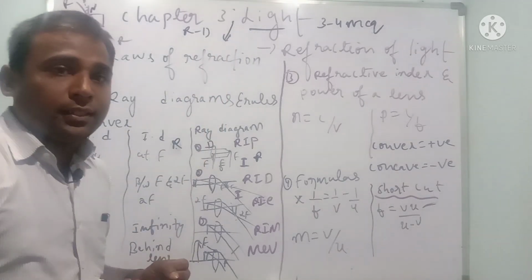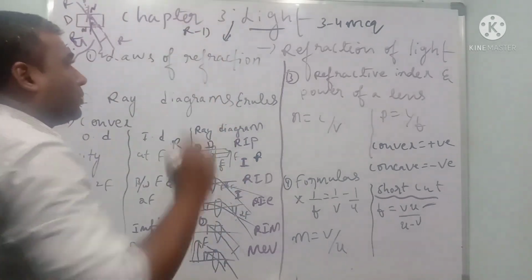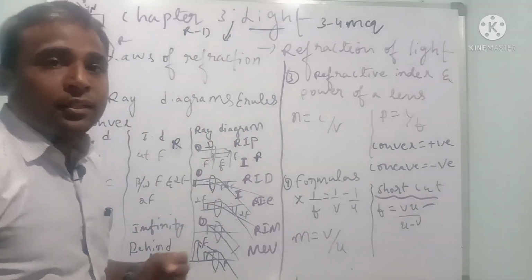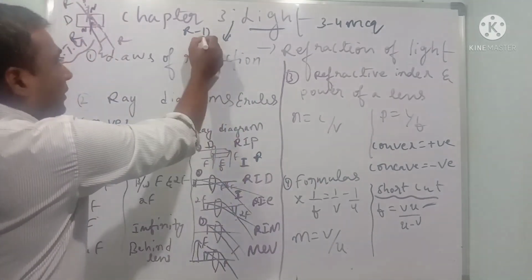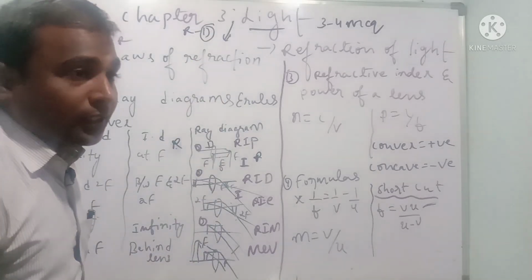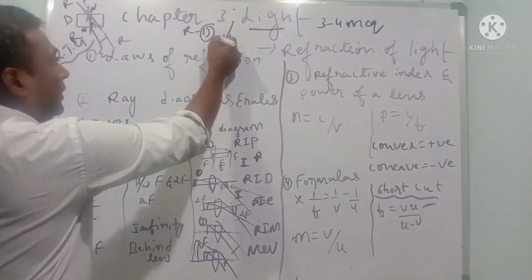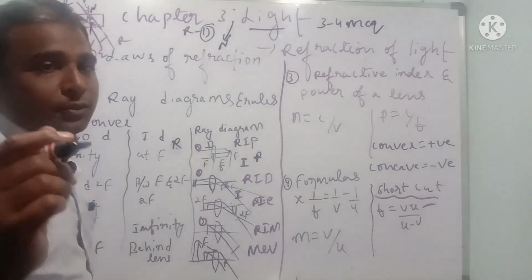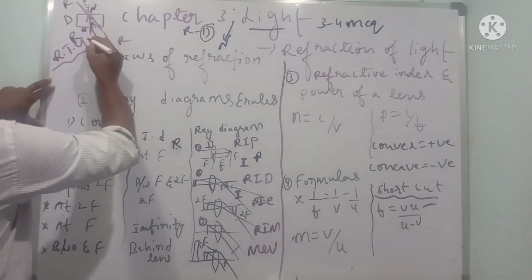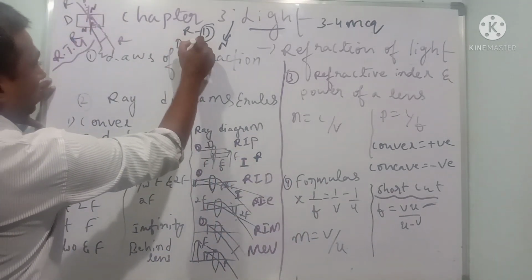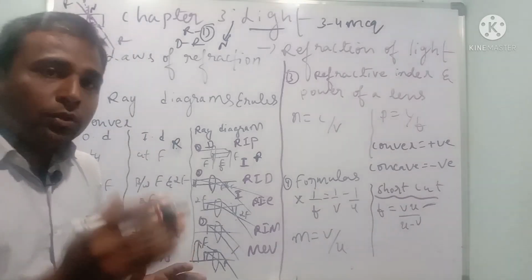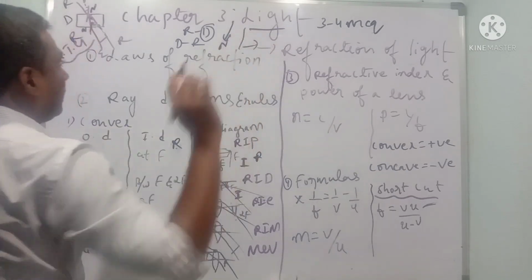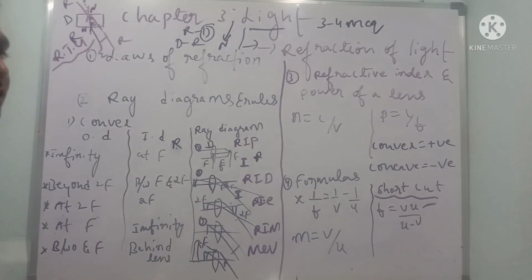Suppose you are running. If the road is good, what happens? You can run very speedily. If the road is muddy, the speed will decrease. Same thing here: because of more optical density in the denser medium, the light moves towards the normal, because its speed reduces. Similarly, when light moves from denser to rarer, like muddy road to normal road, the speed will increase, so it moves away from the normal. So this is all about RTG.